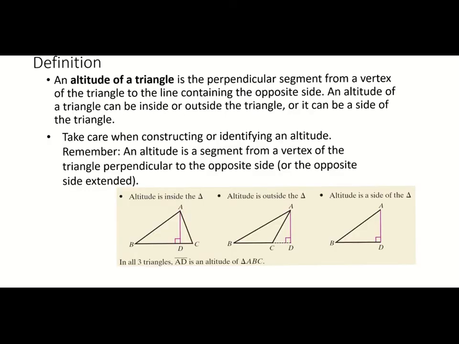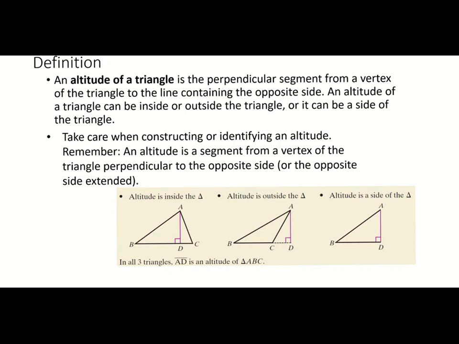Next, we have our last thing that we're going to look at in this section. It's an altitude of a triangle. An altitude is going to be a perpendicular segment, but it's not a perpendicular bisector necessarily. It's a perpendicular segment from a vertex of the triangle. So that means it's going to come from the opposite vertex and go to the opposite side. Now, whereas a perpendicular bisector was always inside the triangle, an altitude could fall inside or outside of the triangle, or it could be used as a side of the triangle.